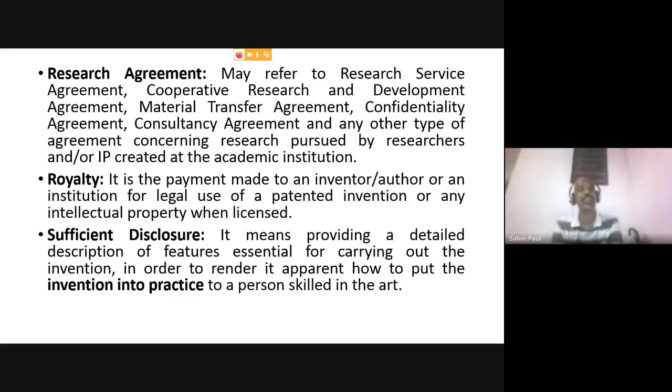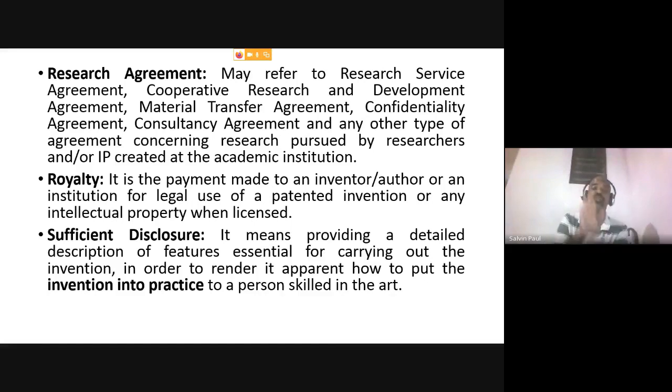So your research service, cooperative research, development agreement, material transfer, confidentiality, consultancy, all these kinds of issues need to be addressed and regulated in order to promote and advance intellectual property rights. And the most crucial issue is this: an inventor needs to be paid his due by the institution, that is called royalty. You understand? For the legal use of a patented invention or the intellectual property rights that are licensed.